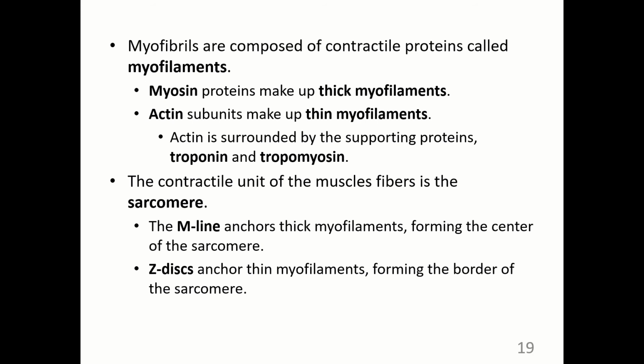Myofibrils are composed of contractile proteins called myofilaments. Myosin proteins make up thick filaments, and actin subunits make up thin myofilaments. Actin is surrounded by the supporting proteins troponin and tropomyosin. The contractile unit of muscle fibers is the sarcomere. The M line anchors thick myofilaments forming the center of the sarcomere, and Z discs anchor thin myofilaments forming the border of the sarcomere.